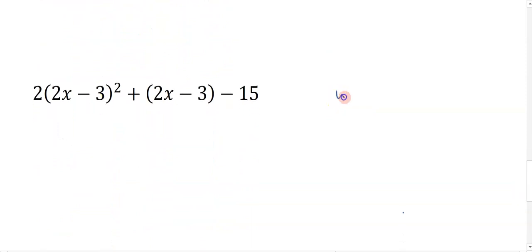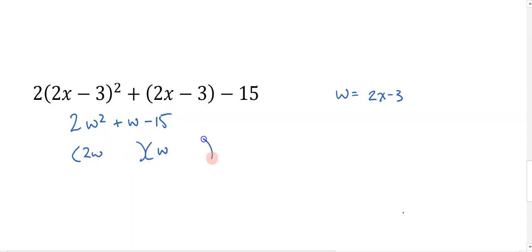Here, I'm going to let w be my 2x minus 3 again. I'm going to get 2w squared plus, there's no number there, so it's a 1w, right? Or you just write w minus 15. I'm going to factor this into 2w and w. I'm going to try 3 and 5. That gives me 6 and 5.